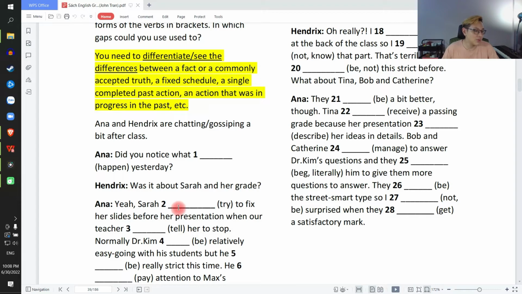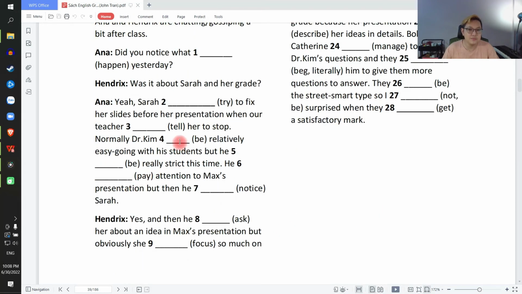Yeah, Sarah was trying to fix her slides before her presentation when our teacher told her to stop. Normally, Dr. Kim is or used to be relatively easygoing with his students, but he was really strict this time. He was paying attention to Max's presentation, but then he noticed Sarah.